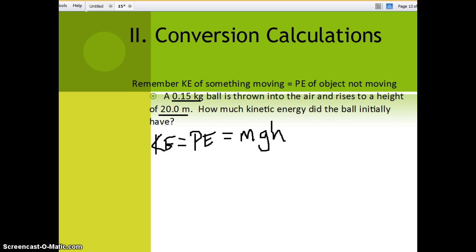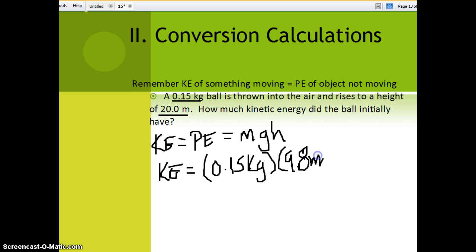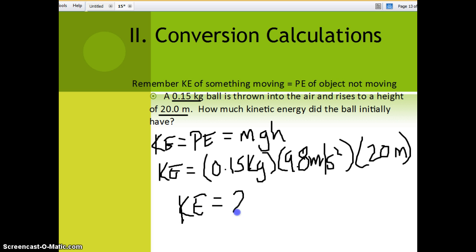So our kinetic energy is going to equal our mgh. So our kinetic energy will equal our 0.15 kilograms times our 9.8 meters per second squared times our 20 meters. If you multiply all of that, the KE will equal 29.4 joules.